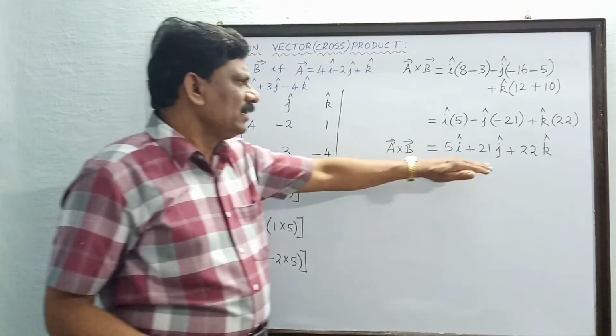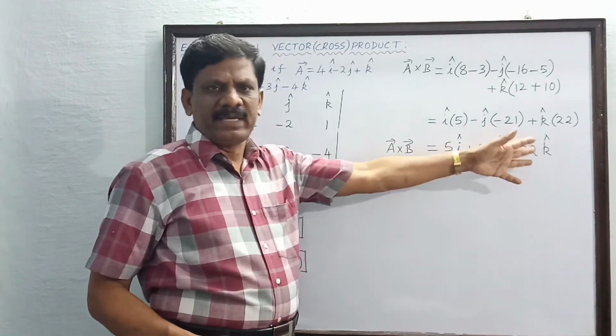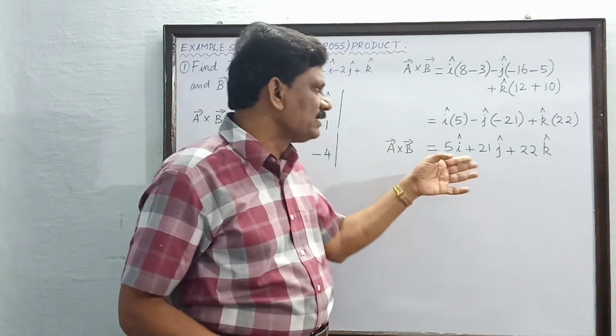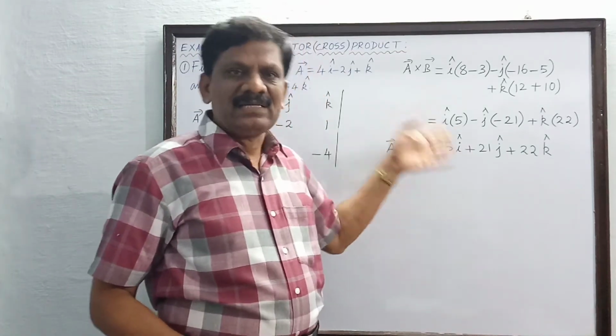Suppose this is the resultant vector. Our problem is over, because only find A cross B is asked. So this is the resultant.